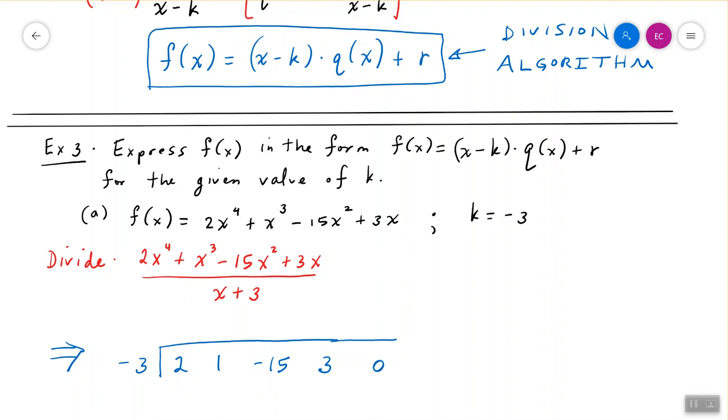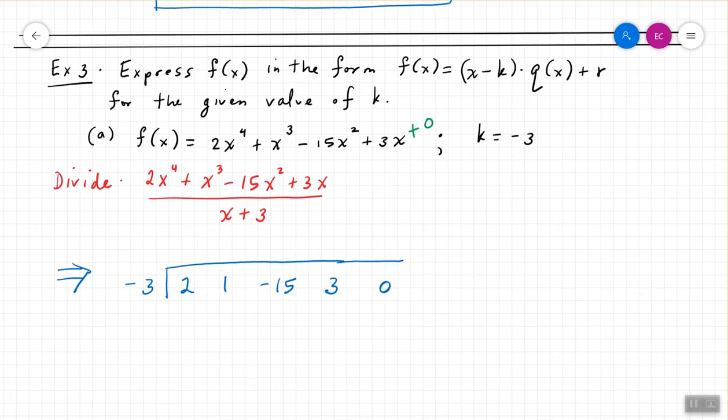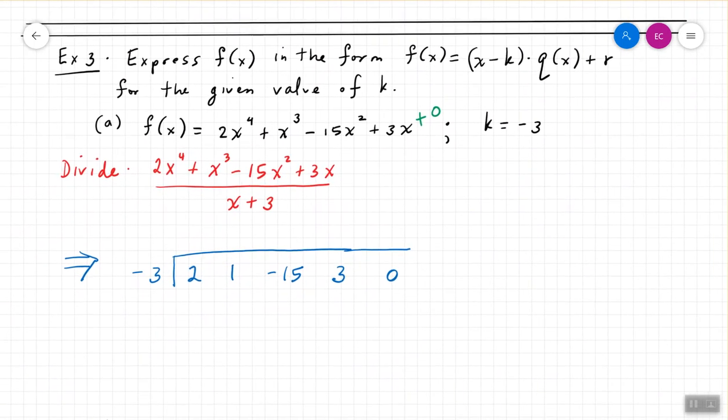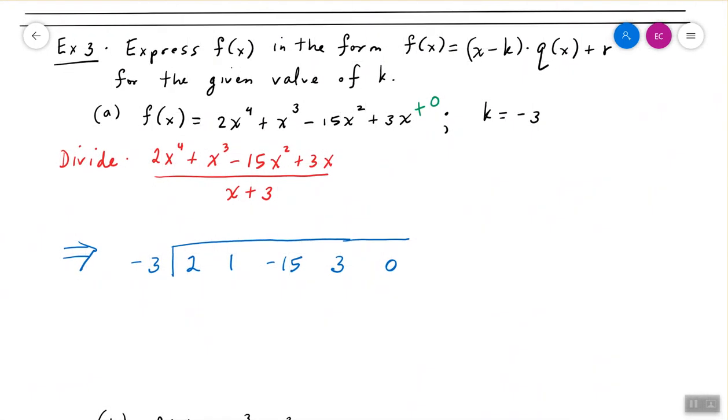And if we wanted to, we could even go back to the original problem and say there's a plus 0 at the end, so that all of the powers of x are accounted for, from x to the 4th all the way down to the constant at the end. Okay, we've set up the synthetic division, and so now we can go through that.